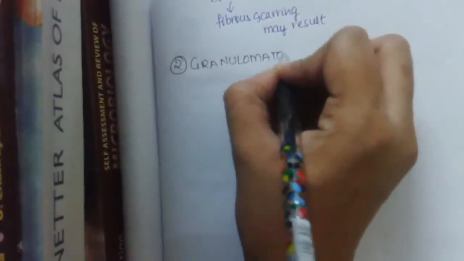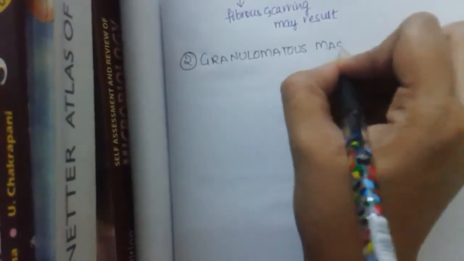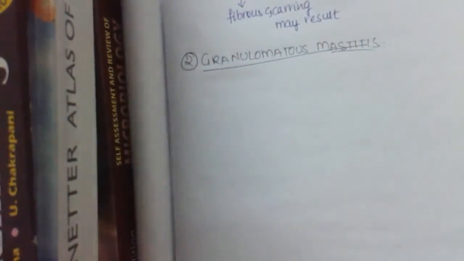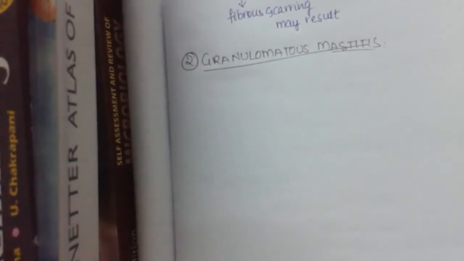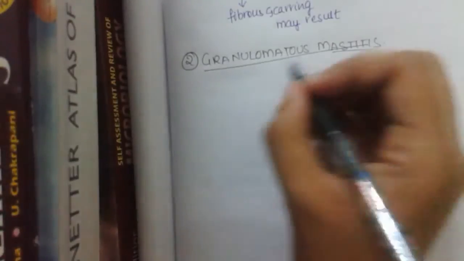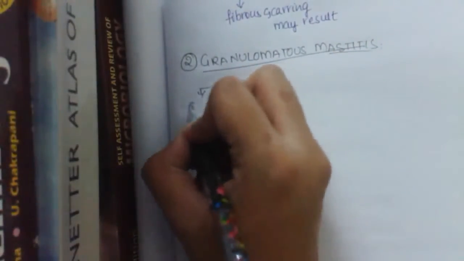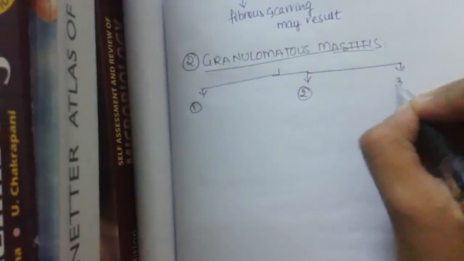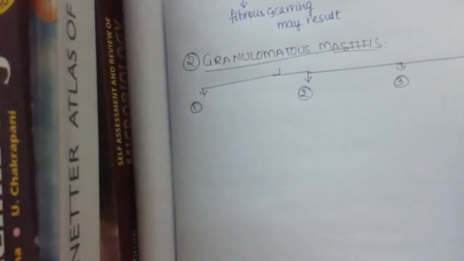granulomatous mastitis. As the name says, it is also an inflammatory lesion of the breast, but it contains granulomatous tissue. It is basically of four types. Even here, I'll draw a chart: 1, 2, 3, 4. Let me complete each and every one in detail right now.